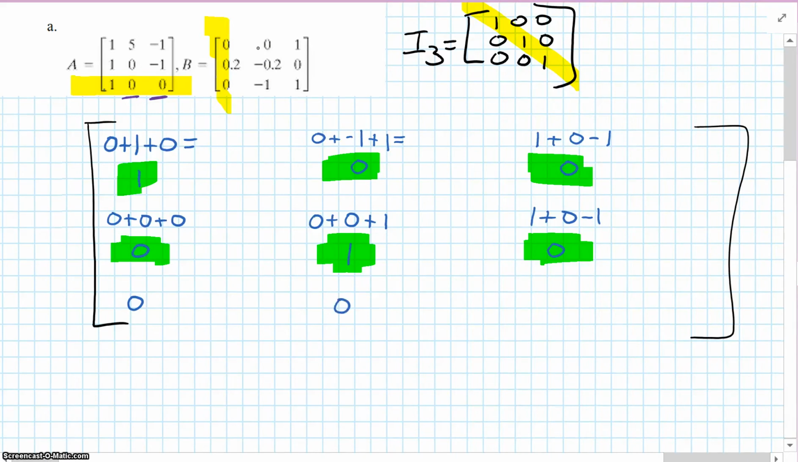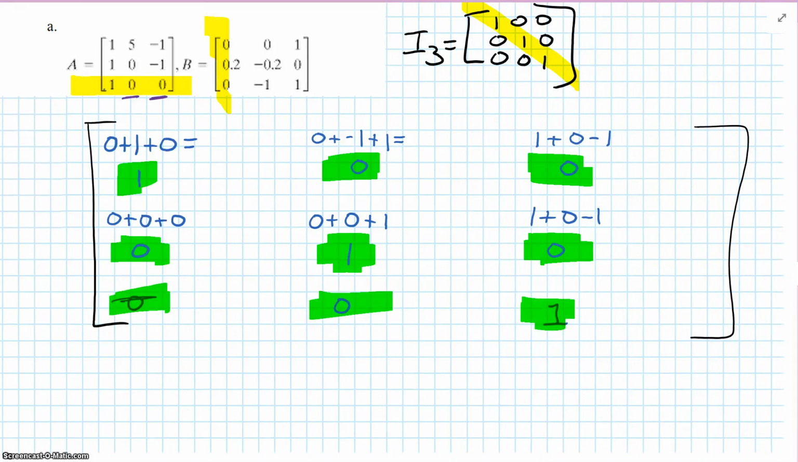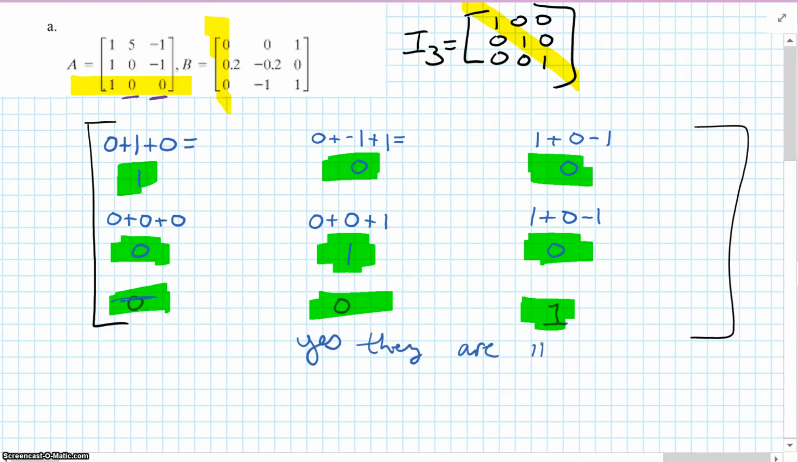Last one. 1 times 1 is 1. 0 times 0 is 0. And 0 times 1 is 0. So it's going to be 1. So yes, they're an identity matrix. So the answer is yes. They are inverses of each other.